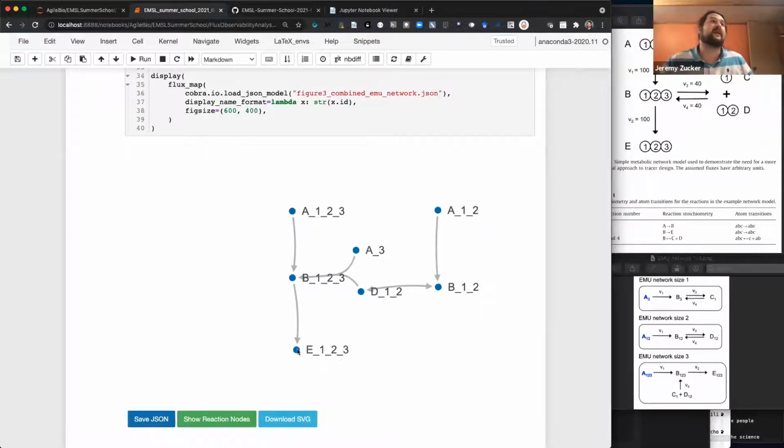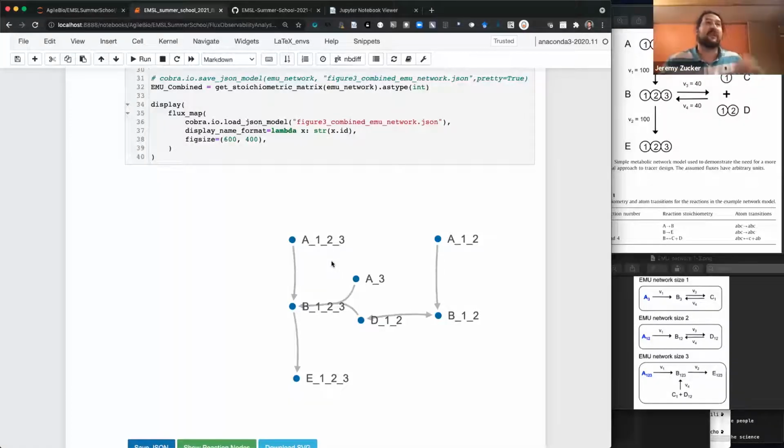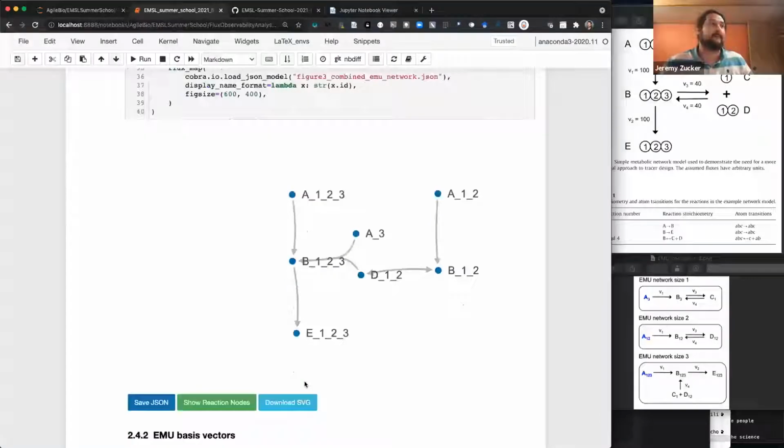And what we want to calculate is the flux for V4, given the MID of E123. Okay.